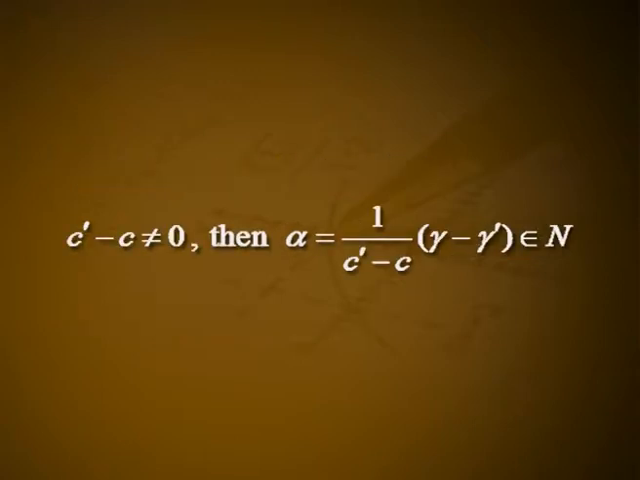If c' − c ≠ 0, then α = 1/(c' − c) (γ − γ') belongs to N, which is a contradiction. Thus, c' = c and γ = γ'. We conclude that if β is in V, there is a unique scalar c such that β − cα is in N. We denote that scalar by g(β). Then it can be easily seen that g is a linear functional on V and that N is the null space of g. This completes the proof of the theorem.